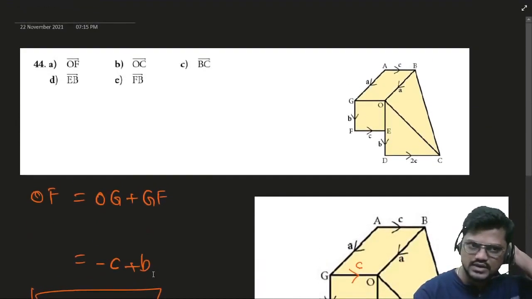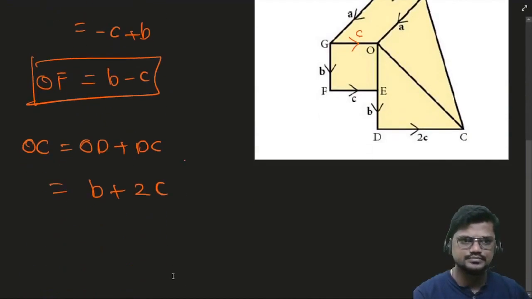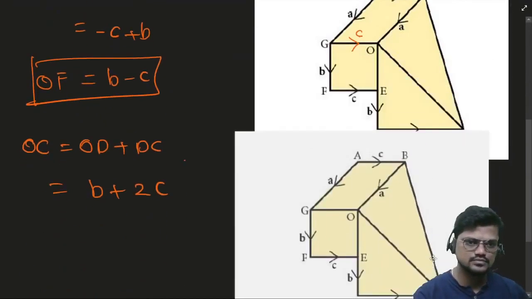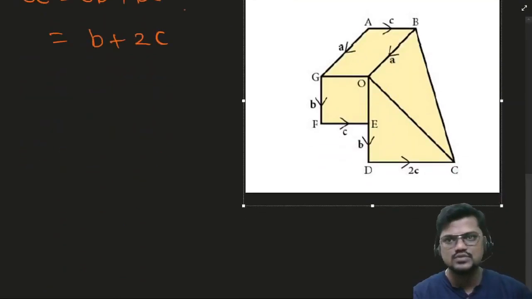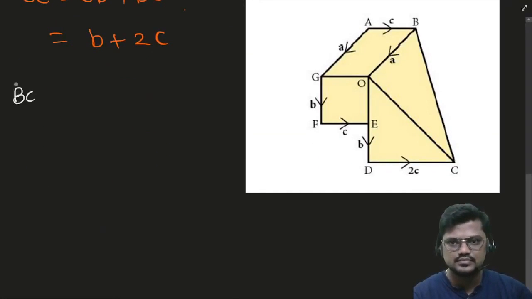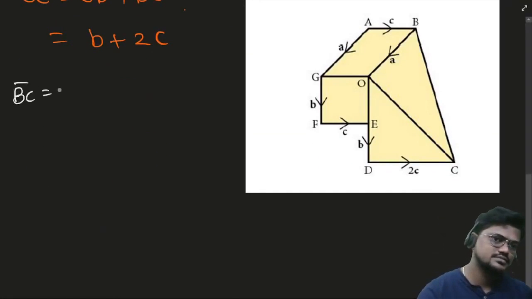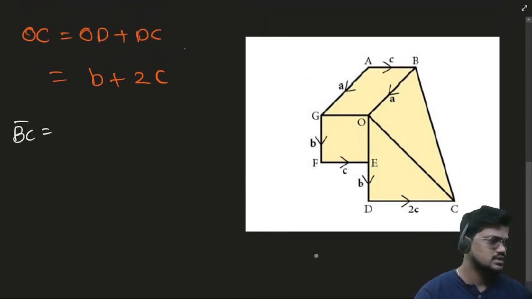Next, they have asked what is vector BC. So how you will find it? Can you find? Please do it and tell me what is the answer.